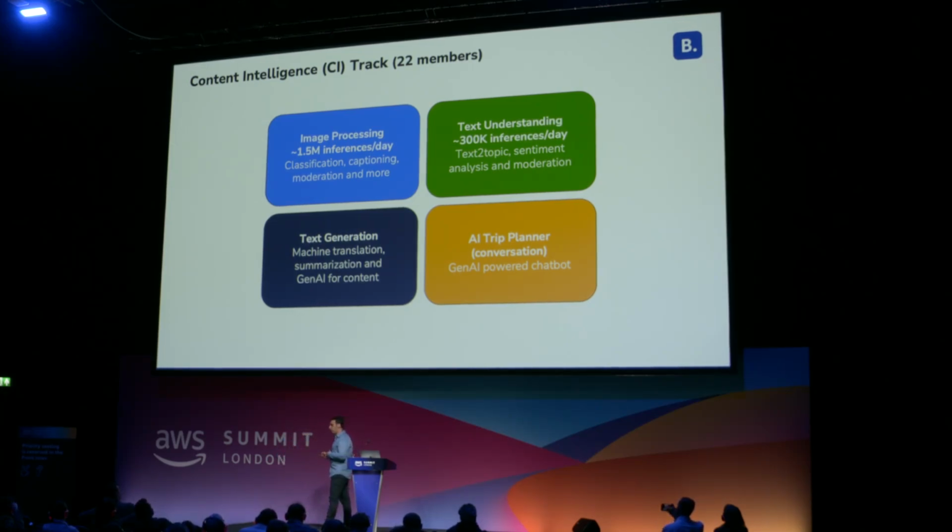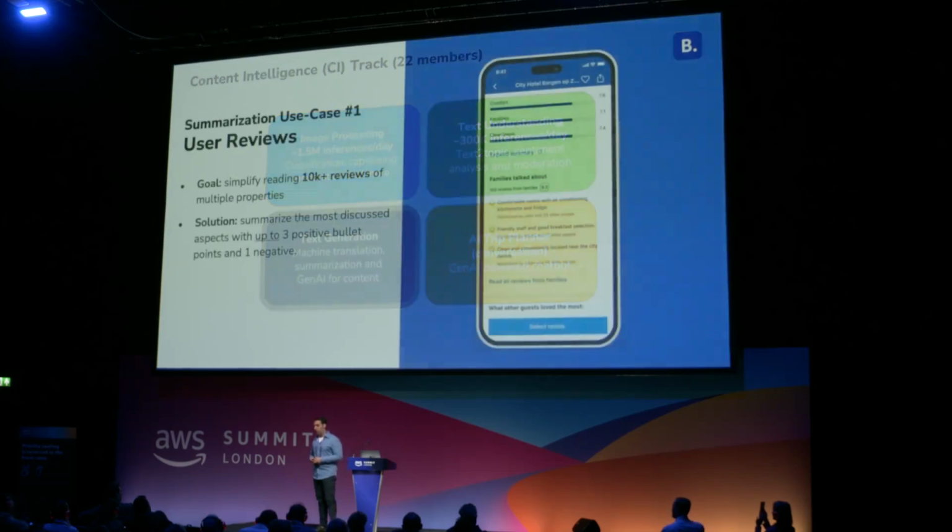We own image processing capabilities, such as image captioning, image classification, and moderation. We also own textual understanding capabilities, such as text-to-topic and sentiment analysis, and also moderation. We also own the AI Trip Planner that you might have heard of, which is our chatbot that we lately launched, a GenAI-powered chatbot that can recommend hotels and destinations and attractions. And the last piece is text generation that includes machine translation, summarization, and GenAI for content. And today I'll talk mainly about the summarization capability.